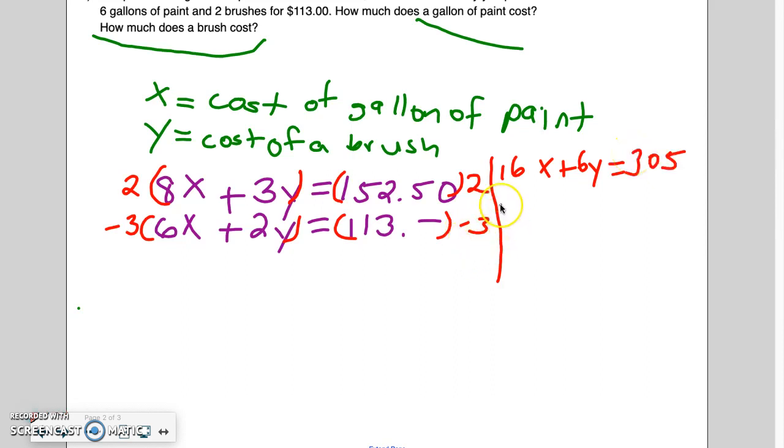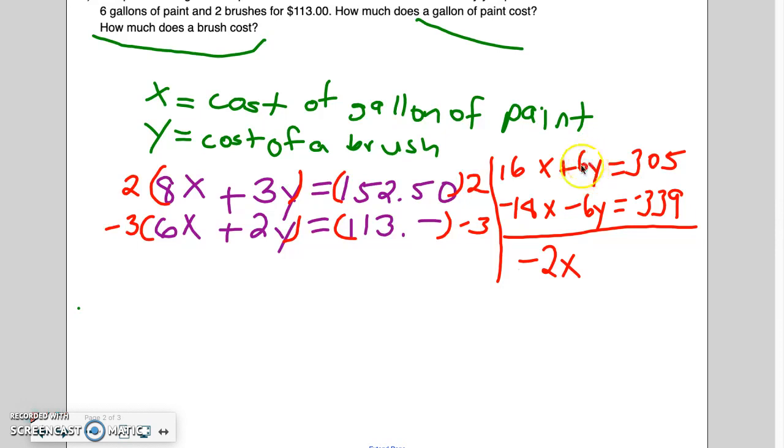And then down here is going to be negative 18x minus 6y is going to equal negative 339. Well, negative 339. I guess we're not doing dollars yet. All right. So 16x and negative 18x gives me negative 2x. My y's get eliminated because 6y and negative 6y are 0. And then 305 and negative 339 is negative 34. Divide both sides by negative 2.